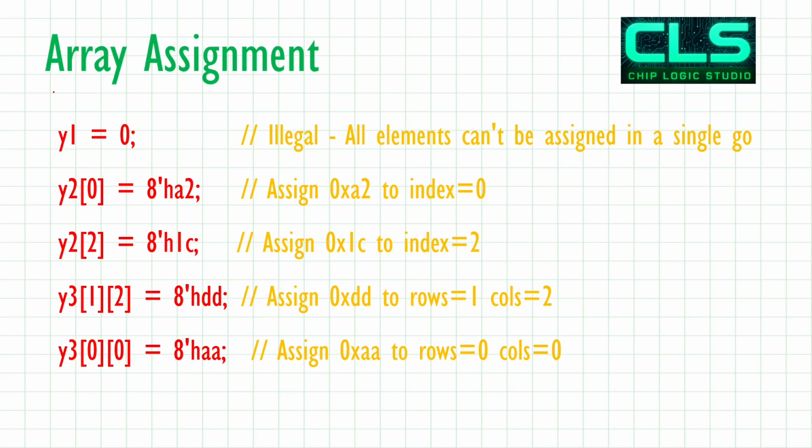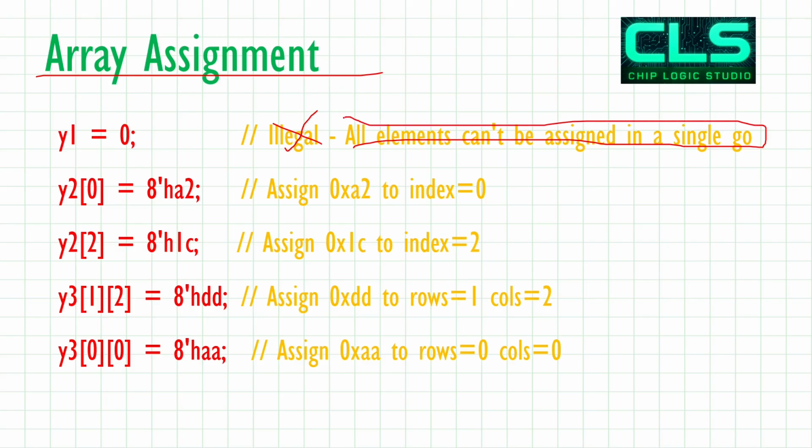Now, array assignment: how to assign this. First of all, this is an illegal type, like y1 equal to 0, because it is an array and you have to specify some index for it. Assigning all elements in a single go we cannot do, because we are doing hardware coding, but there are some exceptional cases, and you can watch my video for that. What is legal is y2 at index 0, where you have assigned 8 bits. The same with the second index; for the same array y2, you have used multiple indices and assigned 8 bits to each.